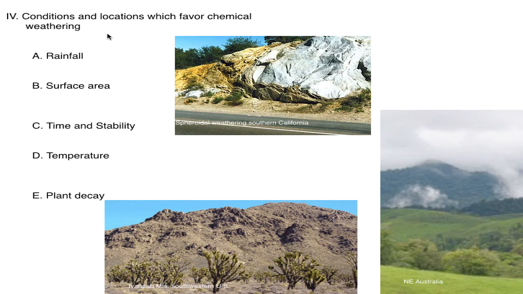Here's another slide I found in an introductory geology lecture on the web, and it says conditions and locations which favor chemical weathering. So that's the topic of this slide. But you got a clue in here that there's too much information because it's got conditions and location. There's this criteria here: rainfall, surface area, time and stability, temperature, plant decay. And then we've got all these pictures of different locations. This is another classic problem where we have text and pictures, but the pictures don't match the text. It's not clear exactly how they're related. And that's because there's actually 2 ideas on here: the conditions and the locations. So let's split them up and see how we can do that.